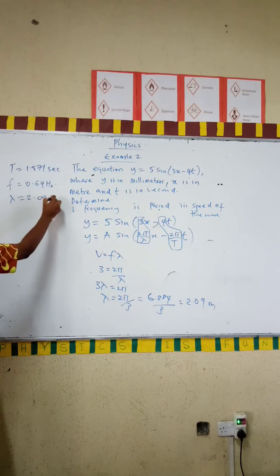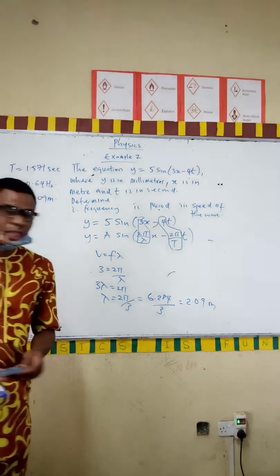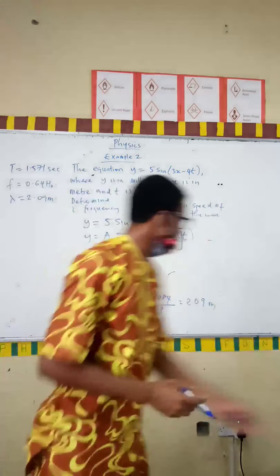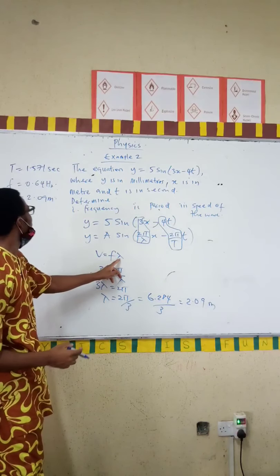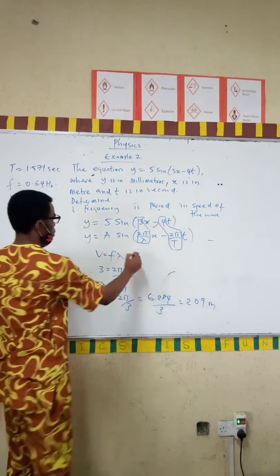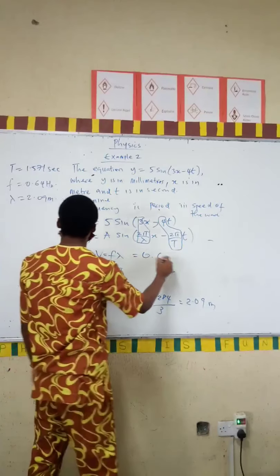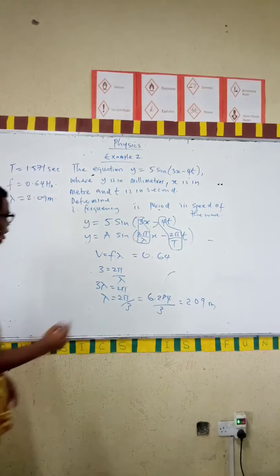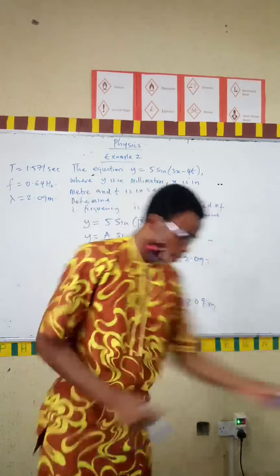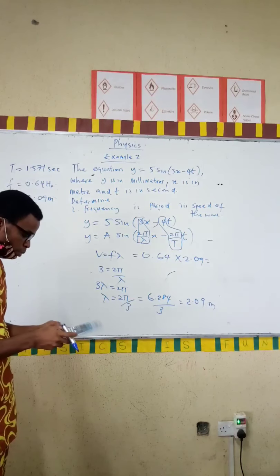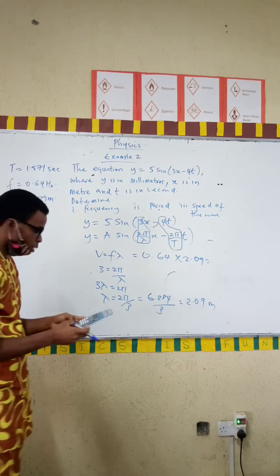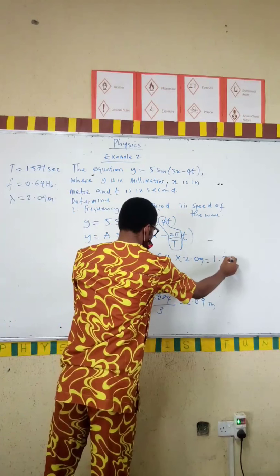So we can calculate the speed of the wave, since we know our wavelength and we have our frequency before. The frequency is 0.64 times 2.09, and if you do that, 0.64 times 2.09, that will give us 1.34 meter per second.